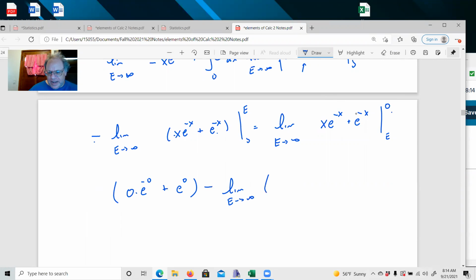Okay, and then here we have, right, this is another way of writing x e to the negative x: x over e to the x. So this is going to be infinity over infinity plus e to the negative infinity, right? That's 1 over e to the infinity, that's 0. But here, look at this. We have an indeterminate form.